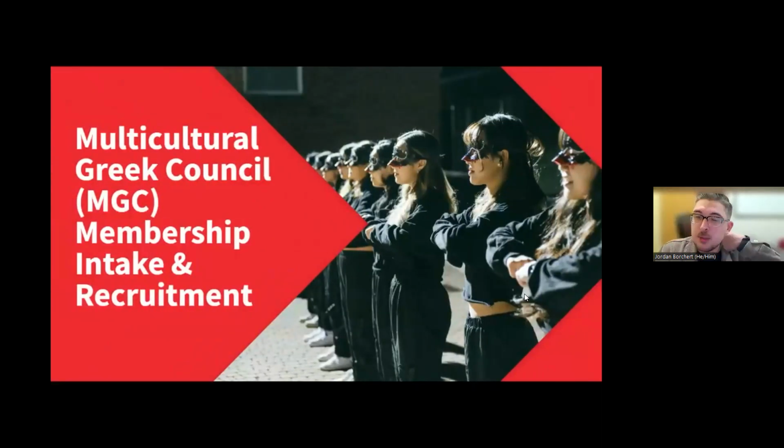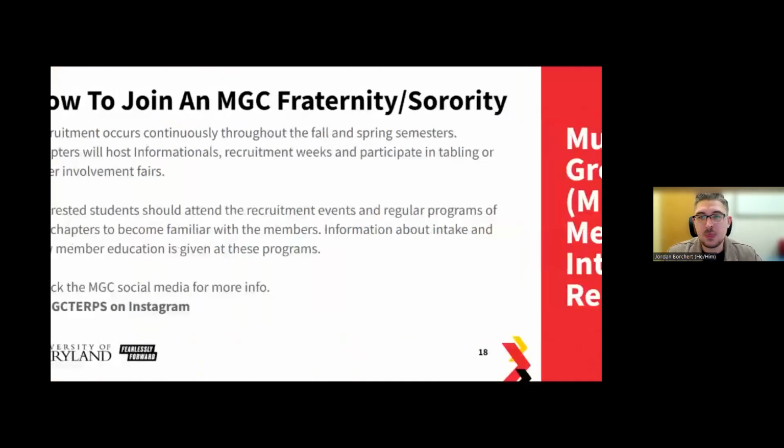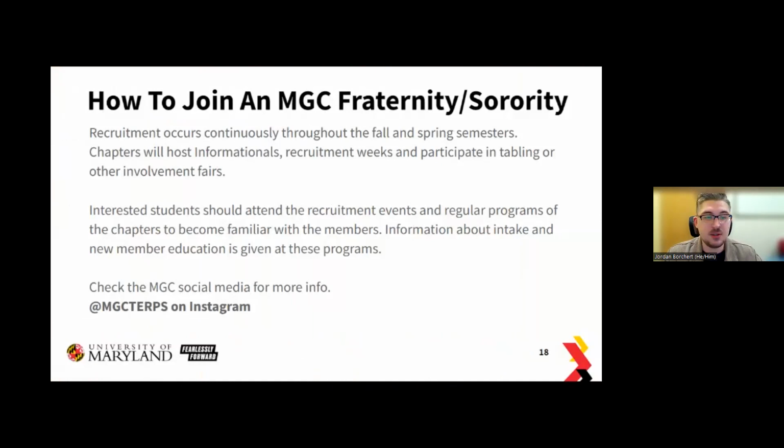One of our other councils is the Multicultural Greek Council, also referred to as the MGC, and they go through a different process, which some groups might call membership intake and some groups might call recruitment. So how to join an MGC organization. Realize again, the Multicultural Greek Council is the governing body for both fraternities and sororities. There are 14 different organizations. They all have historic resonance in cultural identities.